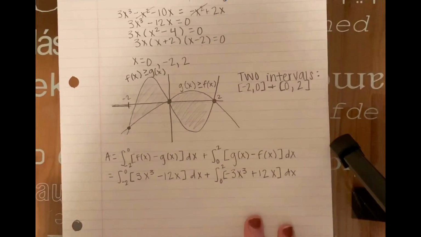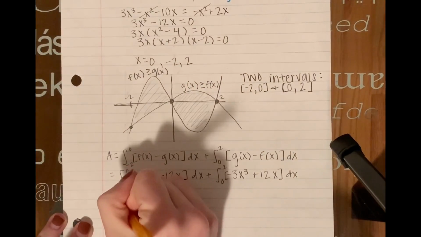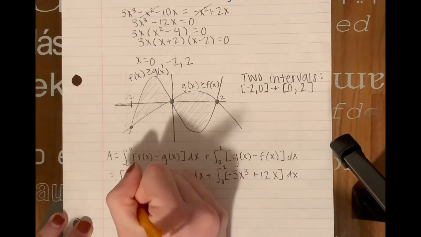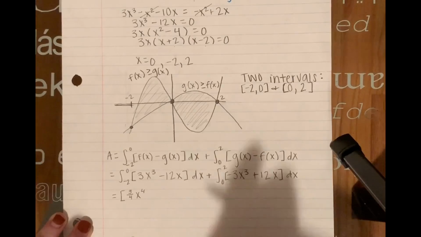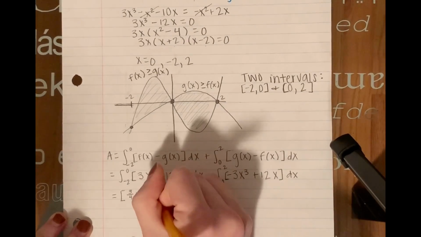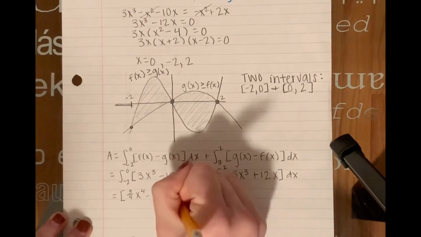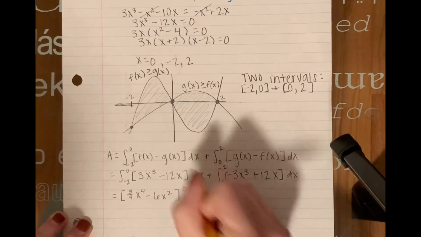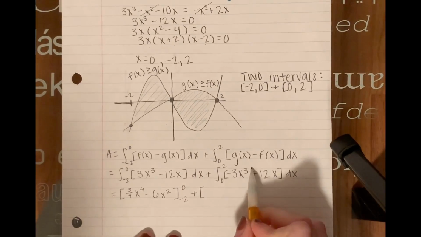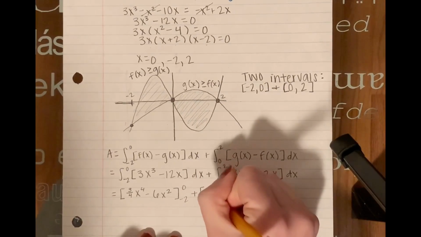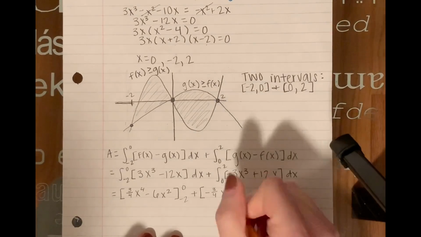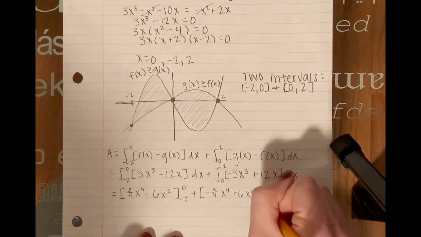Then you can use your power rule. 3x cubed will change to 3x to the 4th over 4. So 3/4 x to the 4th minus 12x squared over 2. So minus 6x squared. And that's from -2 to 0. And then this one, -3x to the 4th over 4. So -3/4 x to the 4th. Then plus 12x squared over 2, so plus 6x squared from 0 to 2.